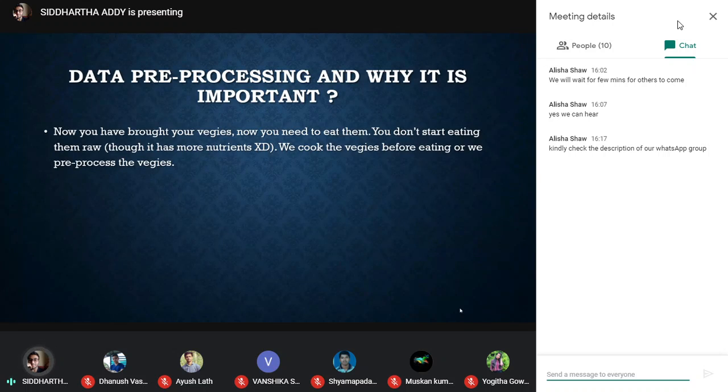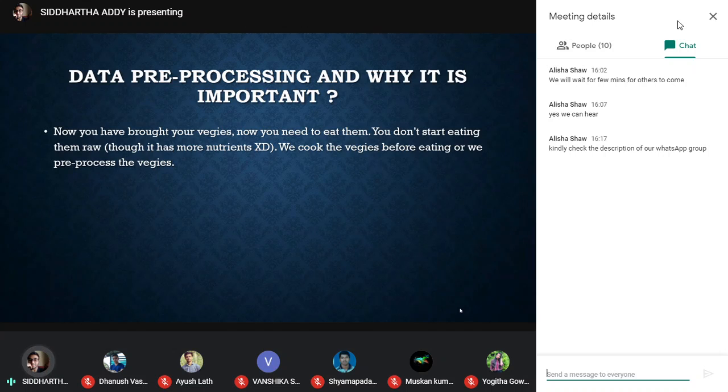You don't eat them raw, though it contains more nutrients. I understand that. You can argue that raw vegetables may contain more nutrients, but do we eat them raw? We don't eat them raw. We always cook our vegetables before we eat.